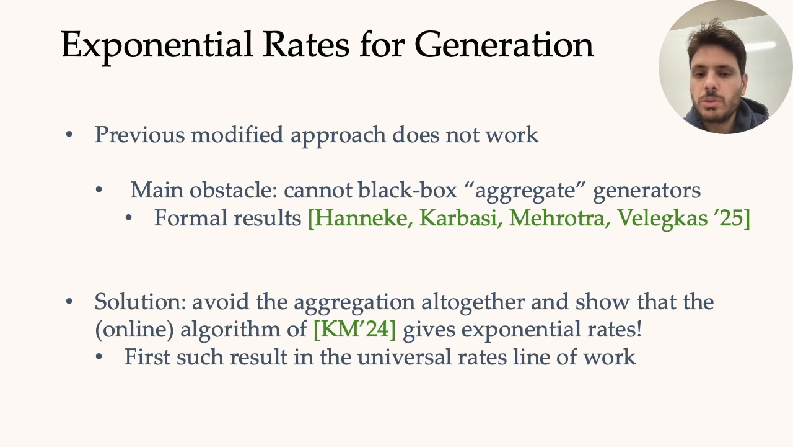In order to circumvent the issue of aggregation, we propose a perhaps much simpler solution, which avoids the aggregation altogether and shows that the online algorithm from Kleinberg and Mullainathan gives exactly exponential rates in the statistical setting. This is perhaps interesting because, to the best of our knowledge, it is the first result in the universal rates framework which shows that one does not need to go through an online to batch conversion and can simply run the online algorithm in the batch setting.